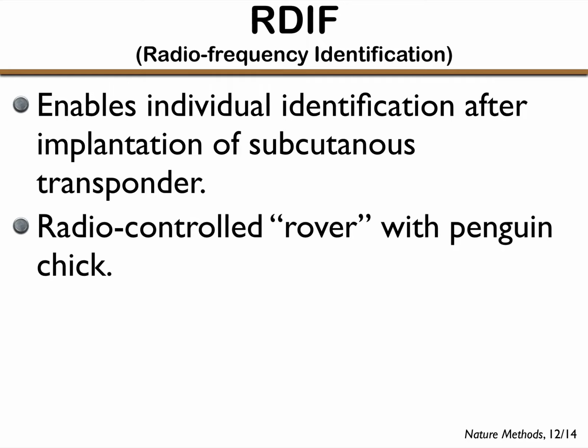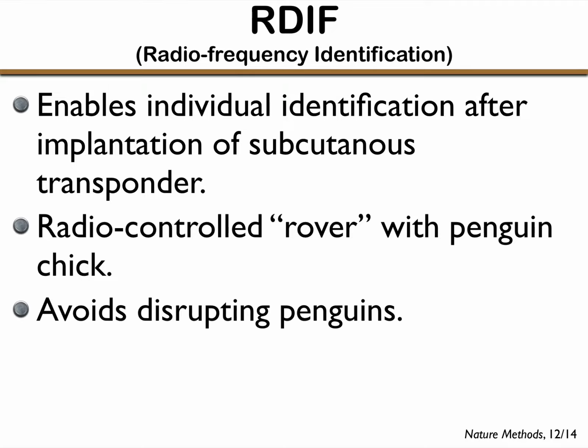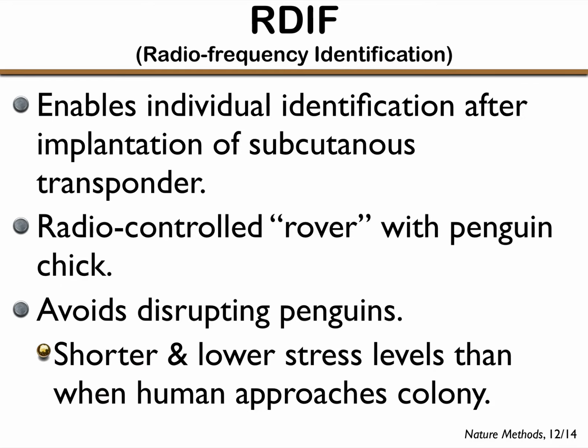So what they had was a radio-controlled rover, as you'll see in a moment, with a penguin chick. The virtue of this is that it avoids disrupting the penguins because it's unlike a human approaching the colony. It's just this rover with a penguin chick. Basically, it looks like a penguin chick moving along but on wheels. And it results in shorter and lower stress levels in the penguins than when a human approaches the colony. So you're doing minimum disruption of the colony when you're trying to identify individuals in the field.